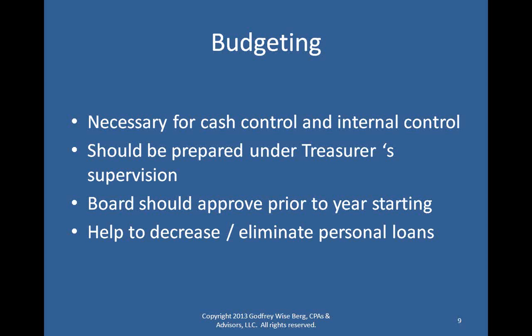Budgeting can also help to determine where a shortfall in cash could occur during the year. And then through the budgeting process prior to the year starting, a solution to that can be determined and maybe then alleviated. And then that could help to decrease or eliminate personal loans, board member loans.